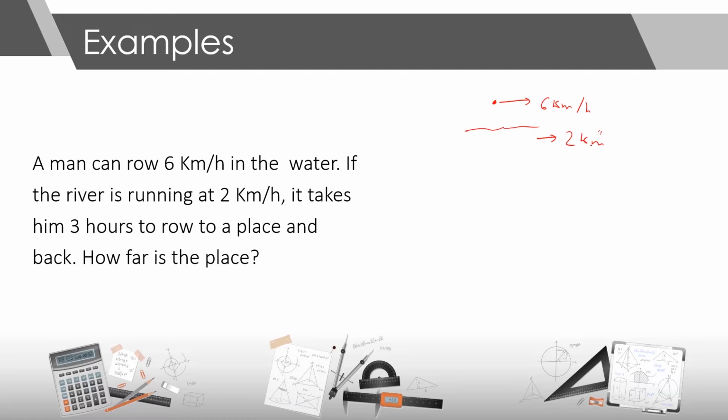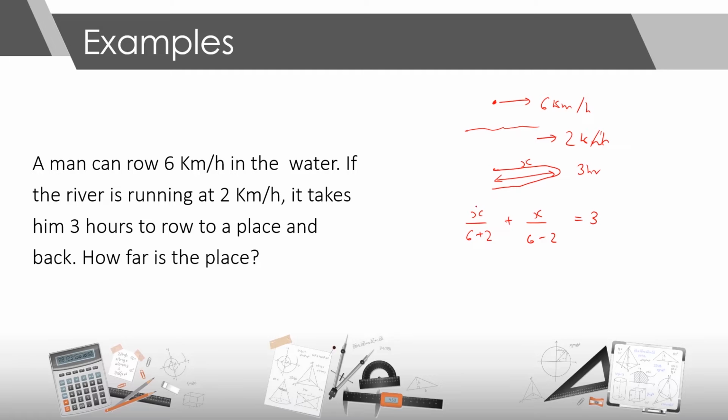The total time taken to move down the stream and then up the stream to return to the same place is 3 hours. Now we can easily find out how far is that place. So if we assume that the distance is x kilometers, x upon 6 plus 2 plus x upon 6 minus 2 is equal to 3.